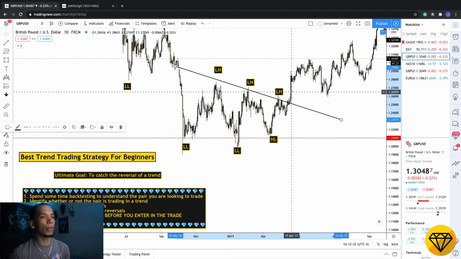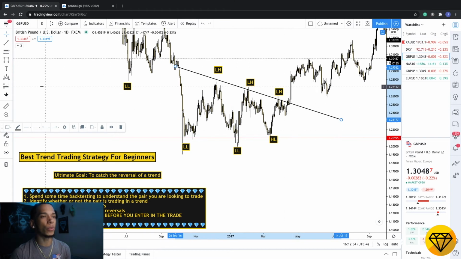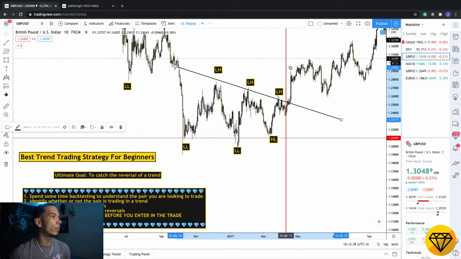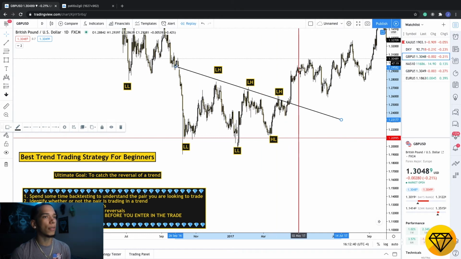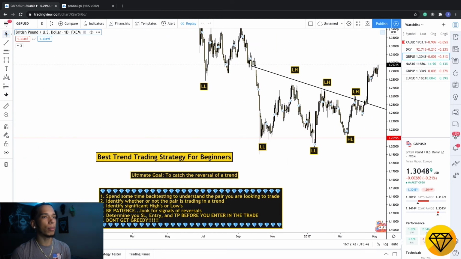So we have the break of the neckline right here on this impulsive move, and then this is where we can start to figure out where we're going to get in the market. So if I take this from here, we had the breakout already.